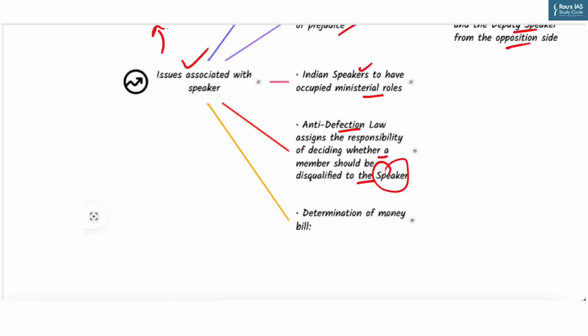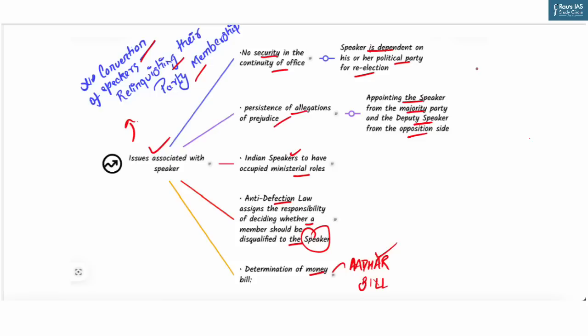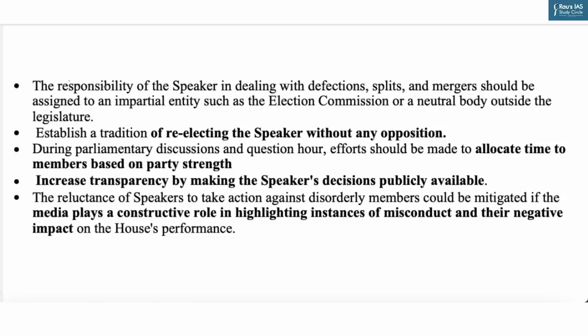Next issue is determination of money bill. It has been criticized for certifying bills such as the Aadhaar bill as a money bill, though it may not have met the strict criteria laid out in the constitution. So these are a few issues associated with the Speaker. Now let's see what is advisable to overcome such issues. So the first way forward in this regard is that the responsibility of the Speaker in dealing with defections, splits, and mergers should be assigned to an impartial entity such as the Election Commission or a neutral body outside the legislature.